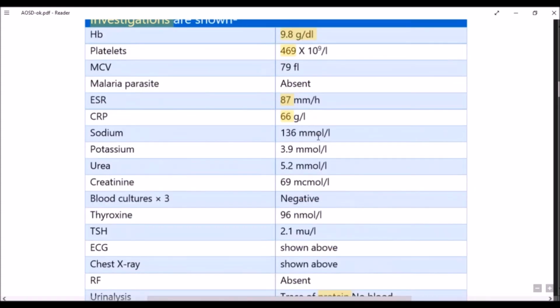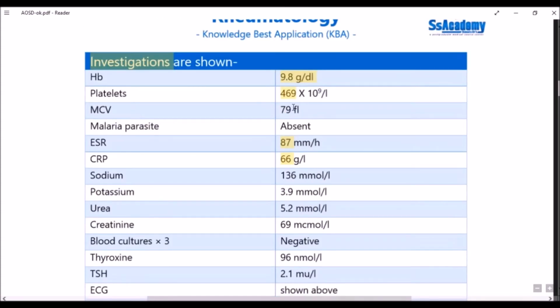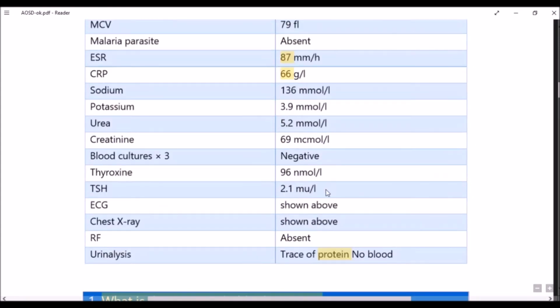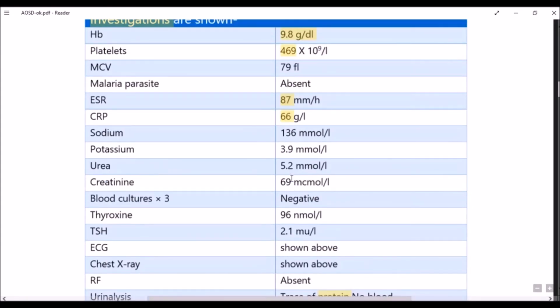the inflammation. So all of the inflammatory markers once again are in favor of AOSD, and also the criteria that we learned, that two diseases that we are excluding, that is, the rheumatoid factor is absolutely absent here. So once again confirming the adult onset Still's disease.